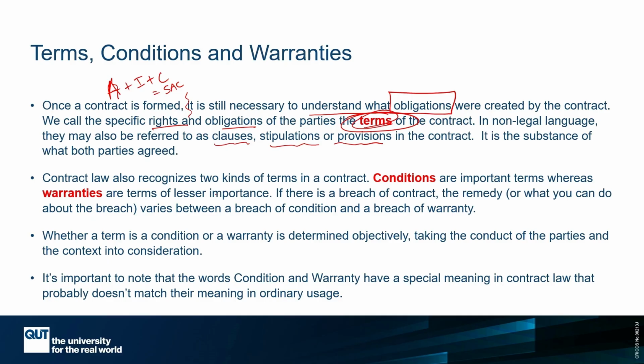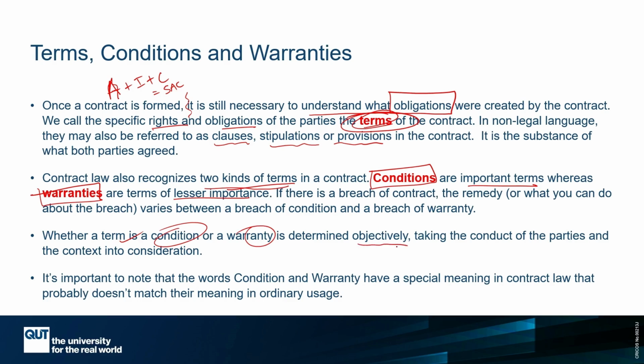We're also going to concentrate on the 2 key types of terms in a contract. Conditions, the important terms, as opposed to warranties, which are the less important terms. The key difference being that if you breach a condition, you can terminate the contract, whereas if you breach a warranty, you can't.